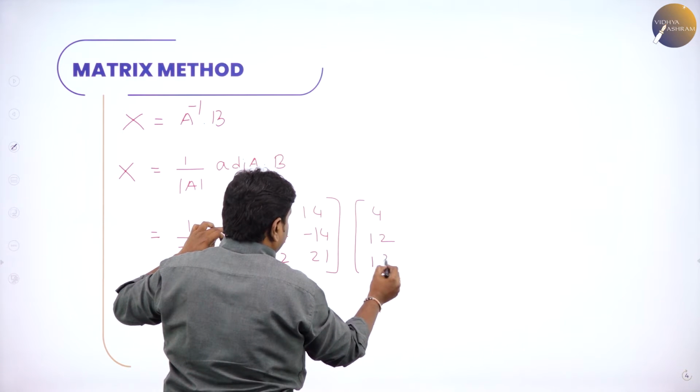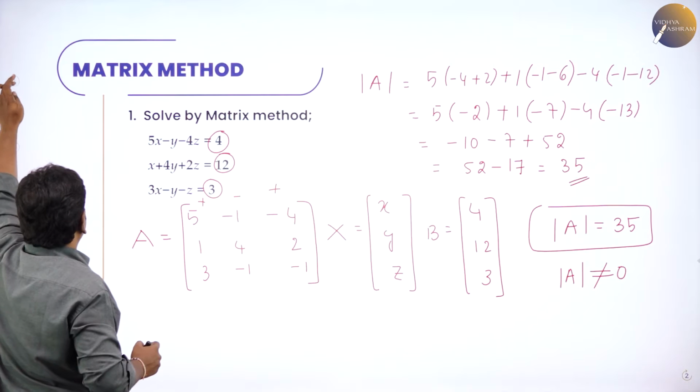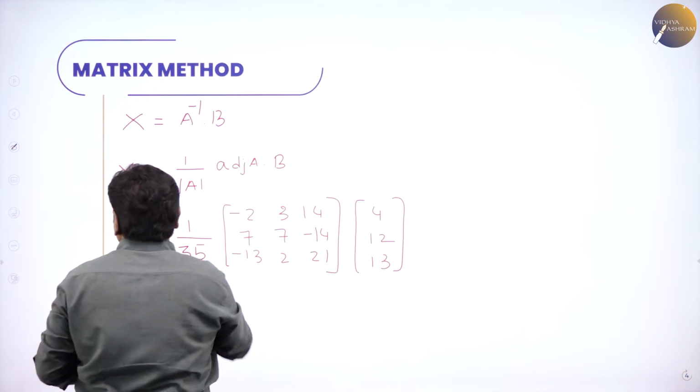I hope all of you understood this. So if you refer to B, it is 4, 12, 3. Sorry, 4, 12, 3. So 4, 12, 3 you put.